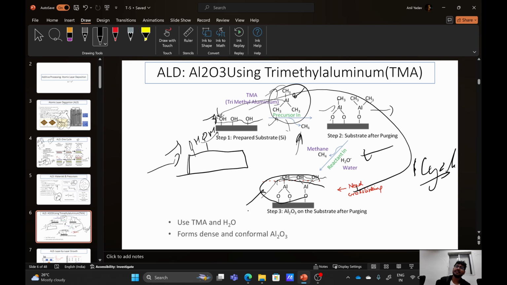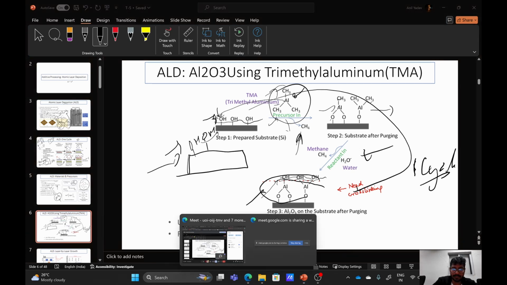And another thing is the best part of aluminum of this one.